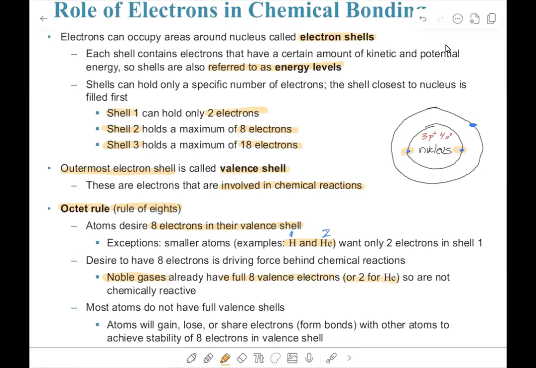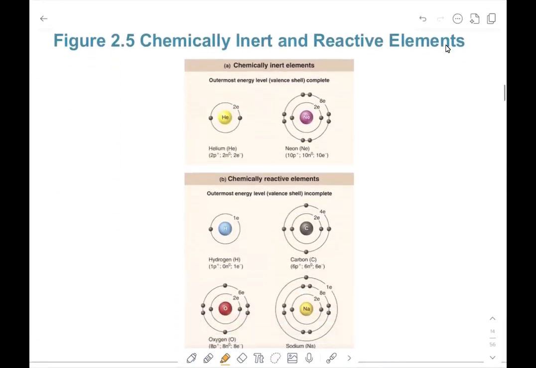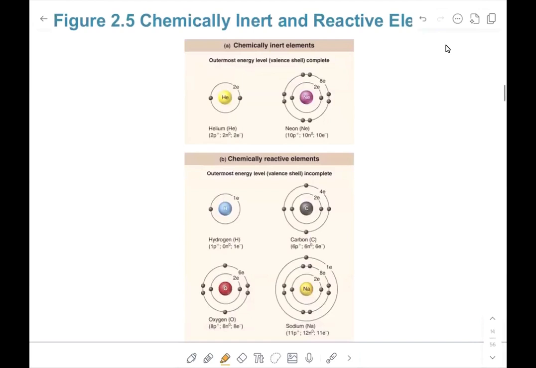Most atoms, though, do not have a full valence shell, which is why they either form ions if they're by themselves, or they bond with one another. So atoms will gain, lose, or share electrons to form bonds with one another to get to that magic number of 8. So we're going to see a few examples in this slide. These are chemically inert elements, which means they are unreactive. They're not going to react.